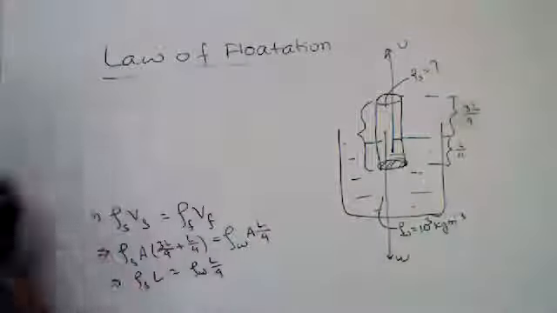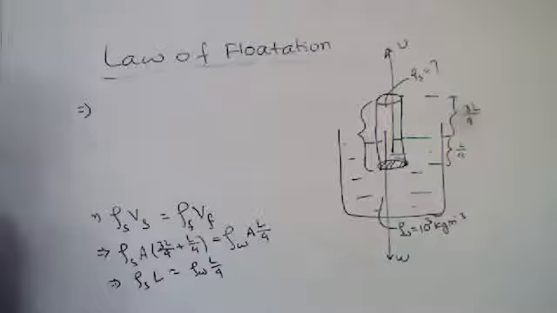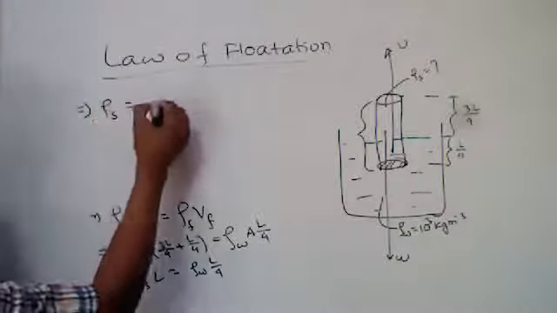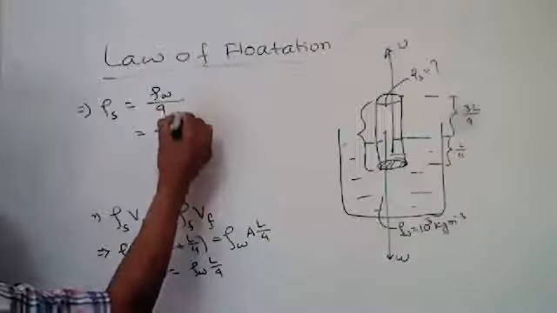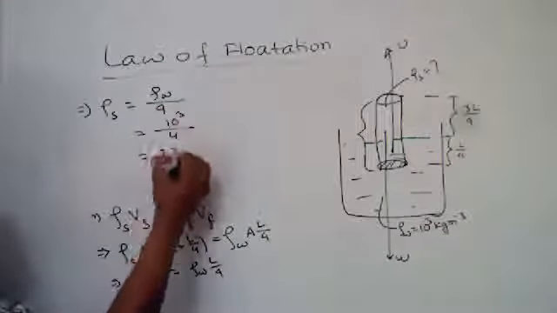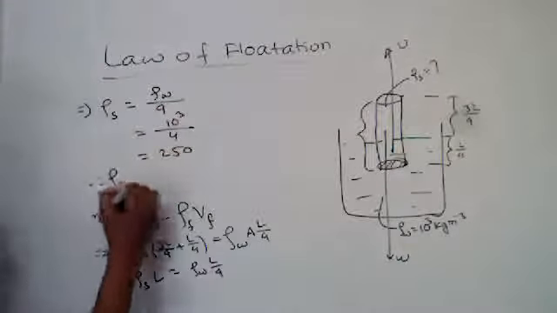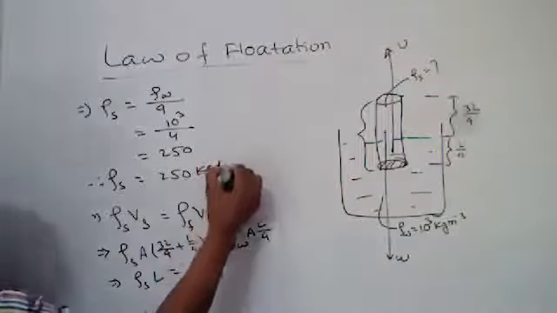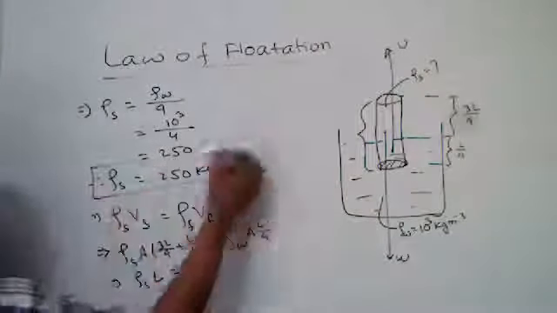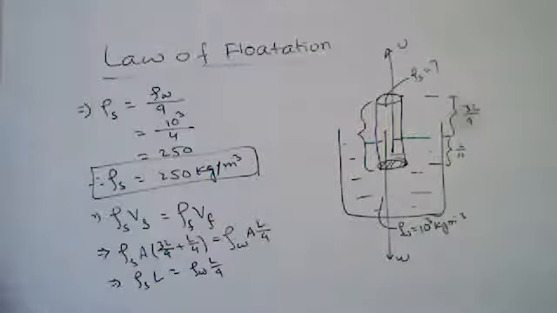Now we can write rho S equals 3 rho W by 4. Rho W means 10 to the power 3, so that gives 750. So rho S equals 750 kilogram per meter cube. This is the density of the solid.